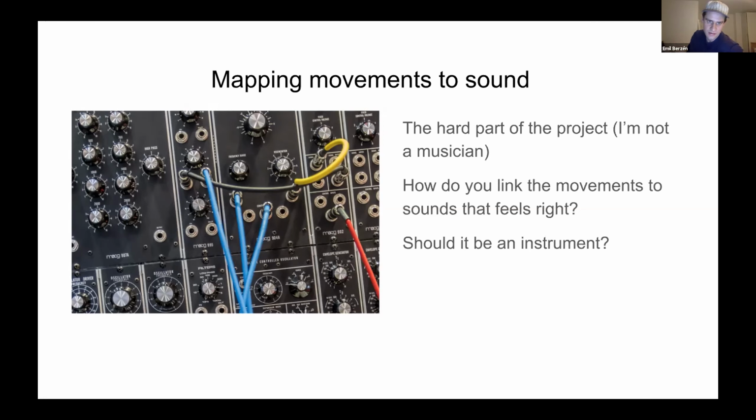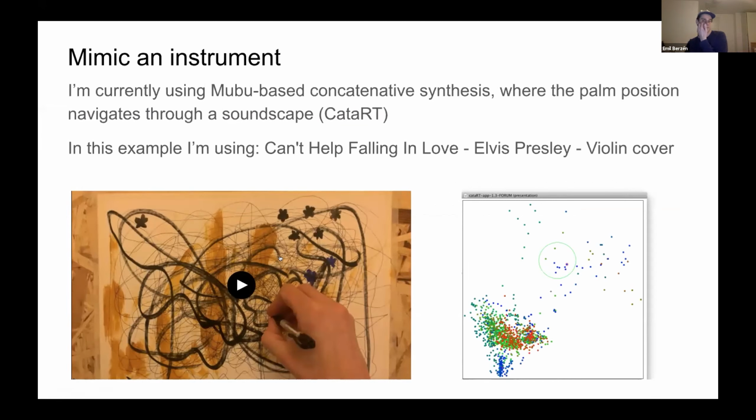And I'm going to share my exploration. So this is an idea of mimicking an instrument. I'm using MuBu-based concatenative synthesis, which kind of splits up the audio into different parameters. So you can see on the right here is kind of how it looks. So I have an audio file of an Elvis Presley cover with a violin.